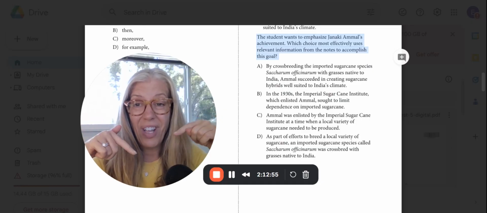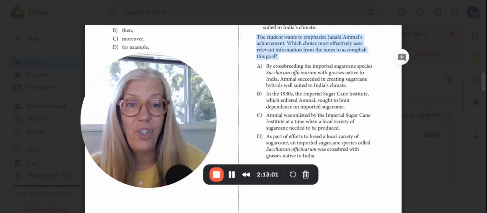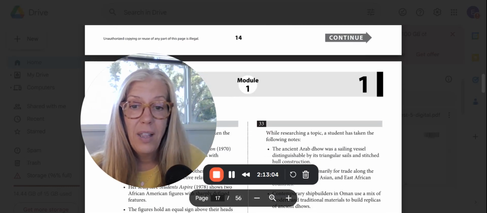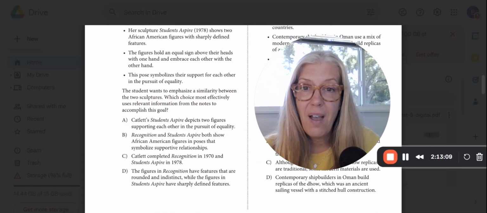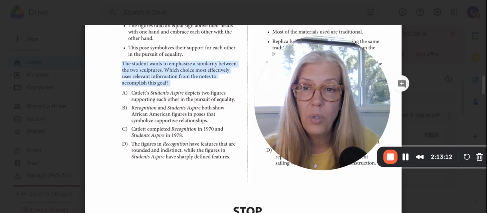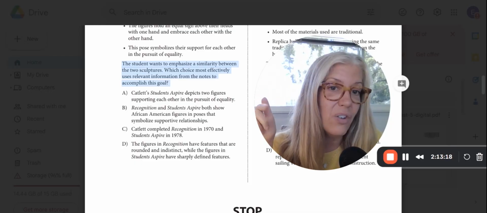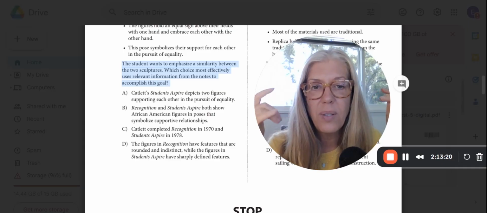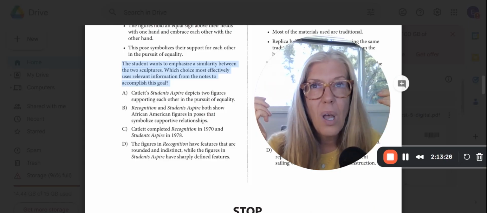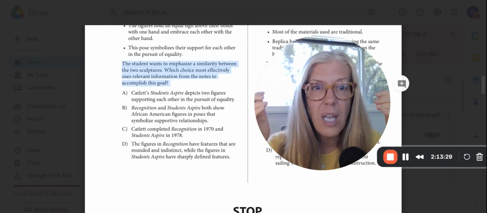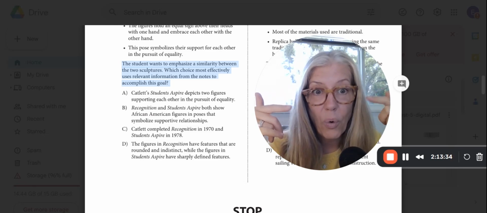These bulleted ones, they're telling you exactly what they want the answer to have. The answer has to have an emphasis of Janaki Amal. Let's see what this one has to have. The student wants to emphasize a similarity between the two sculptures. So the answer has to have an emphasis of a similarity. So we're not looking for contrast. That's the only thing that's going to trip people up on these ones, is moving from one of them being a contrast, one of them emphasizing a similarity, one of them emphasizing an achievement. So just this quick succession of moving from looking for one thing to another.